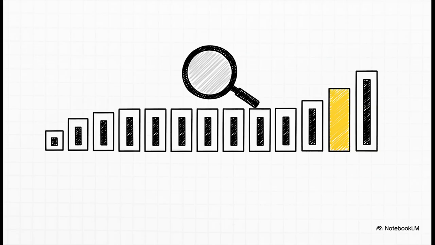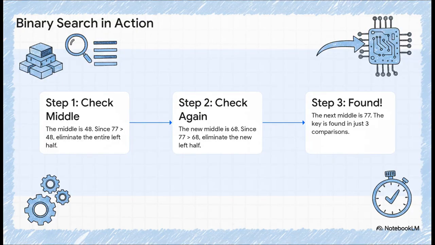So here's our sorted list of numbers, and let's pretend we're on the hunt for the number 77. Now this is where the magic really happens. Instead of starting at the beginning, binary search jumps right into the middle of the list. The middle number here is 48. Now, because we know the list is sorted, and we know 77 is bigger than 48, we know our number cannot possibly be in the entire first half of the list. So what do we do? We just throw it away. In one step, we've cut our problem in half.